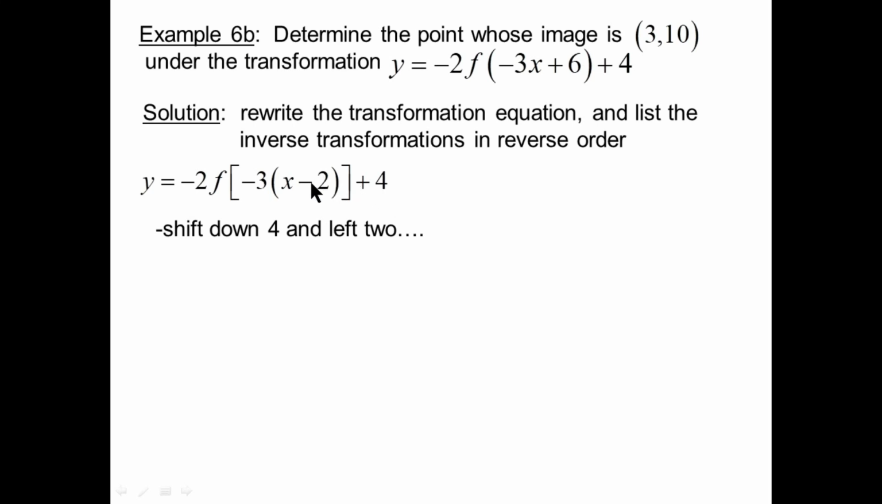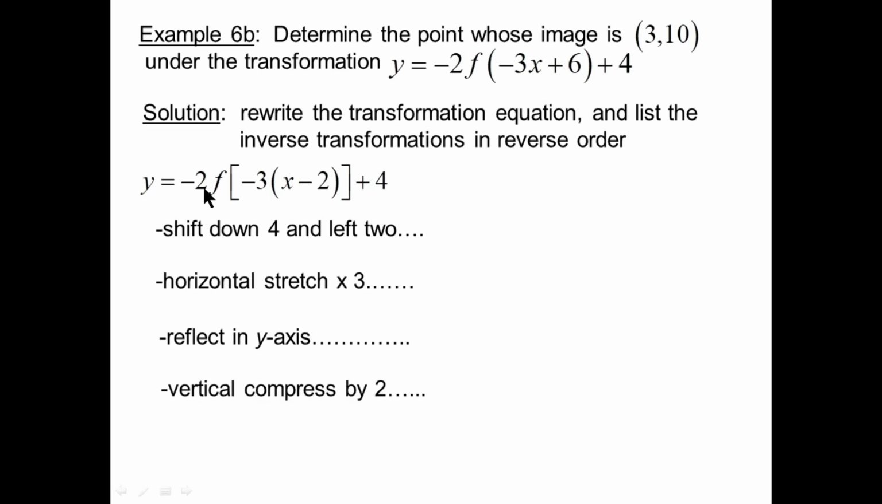Then, continuing to work to the left here, instead of dividing the x values by 3, we'll have to multiply the x values by 3. So that's a horizontal stretch, factor 3. And then reflect it back across the y-axis. And then instead of a vertical stretch, factor 2, it's a vertical compress by dividing by 2. And then reflect it back across the x-axis. And we will have pulled back the point (3, 10).